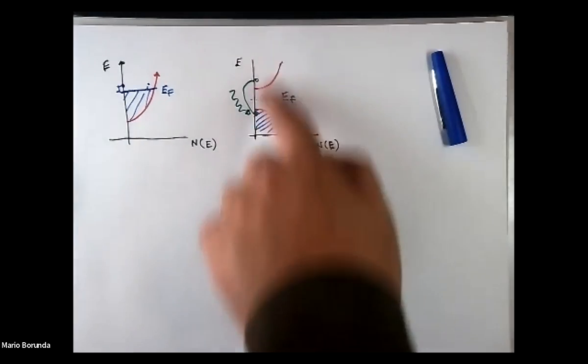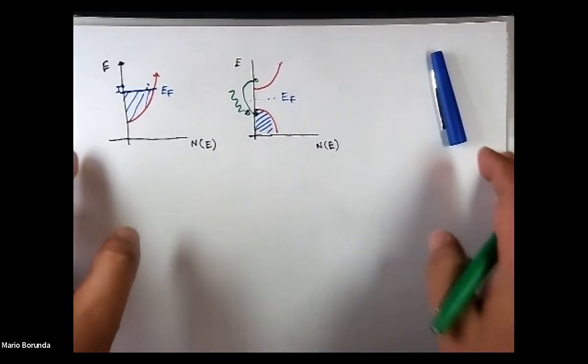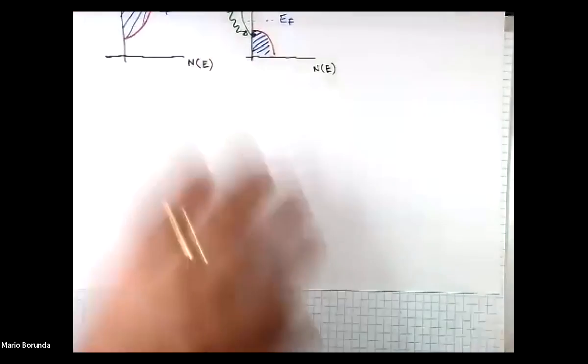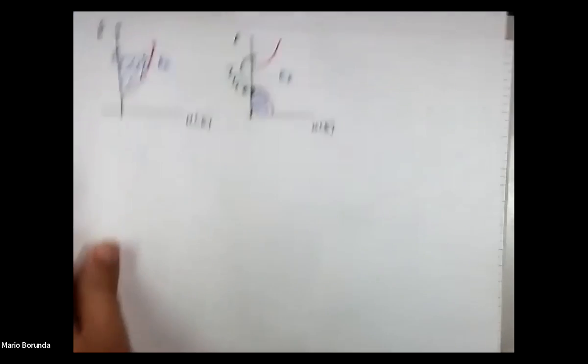So this is one picture. So now another picture would be that we might get an electron. Let me just draw it on the same.